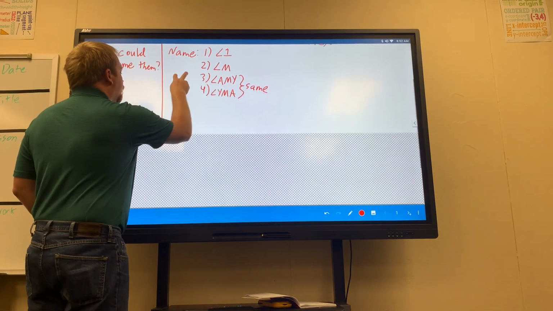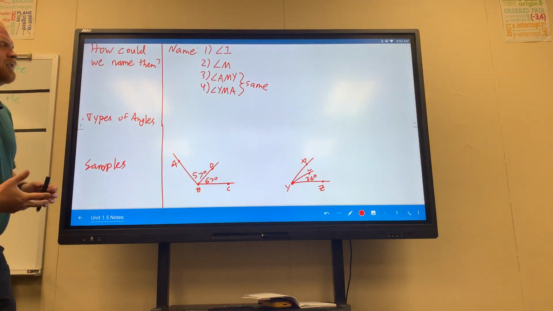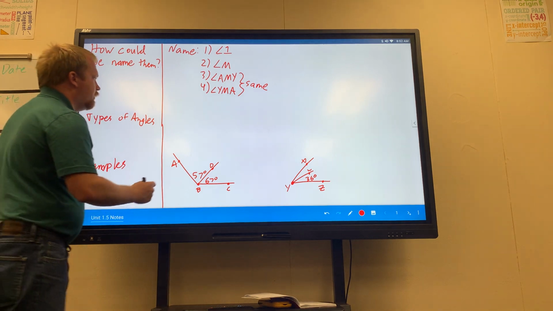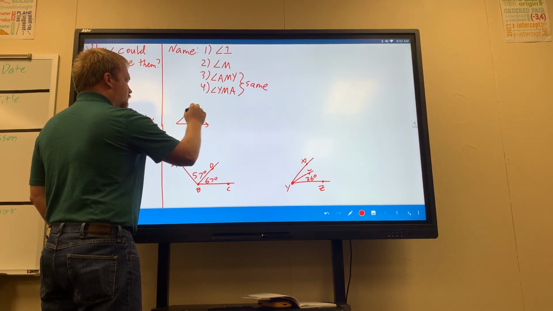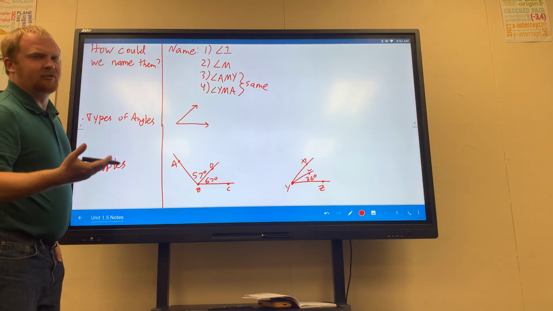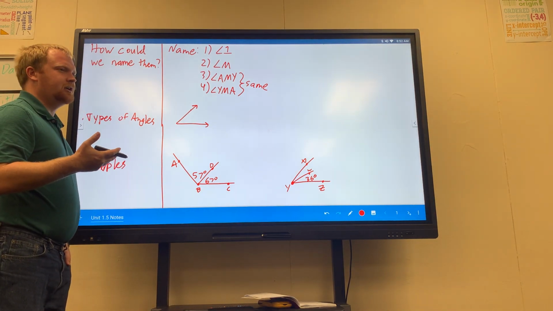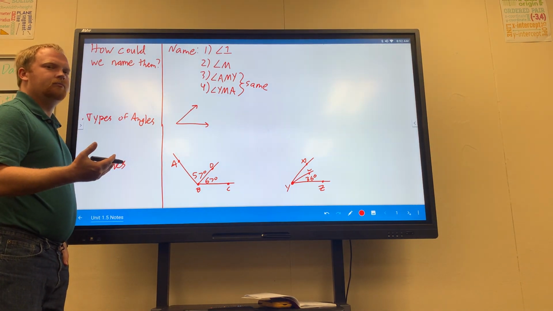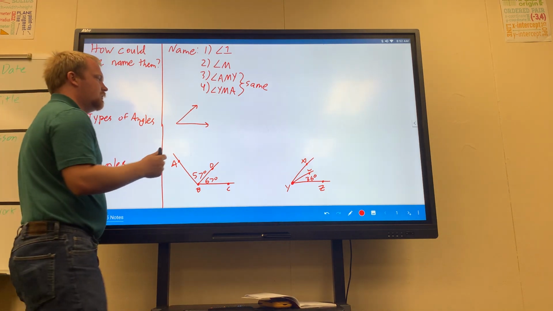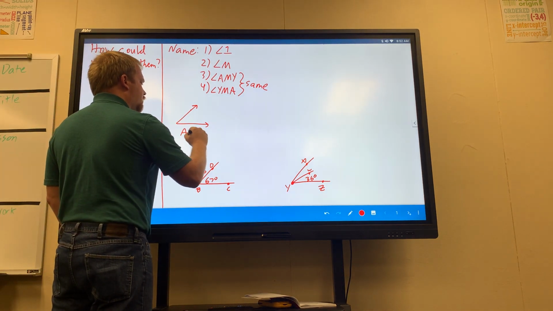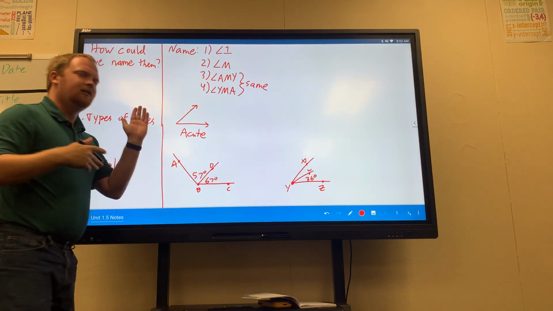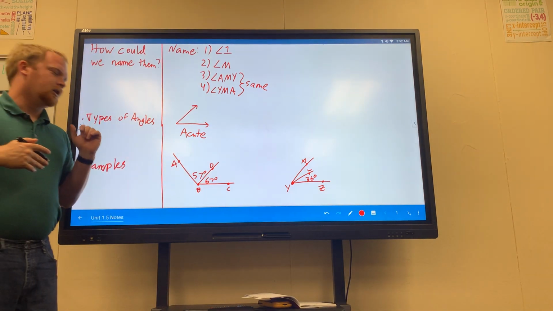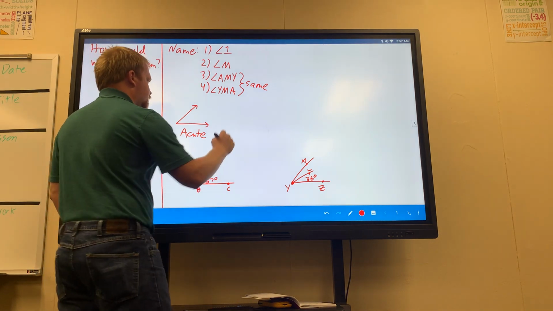Now, there are different types of angles, and you guys have seen this before. So if you think about what this is called, I'll give you a couple of seconds, what do you think it is? This is called an acute angle. Because remember, anything less than 90 degrees is an acute angle.